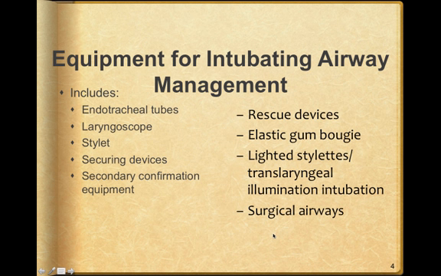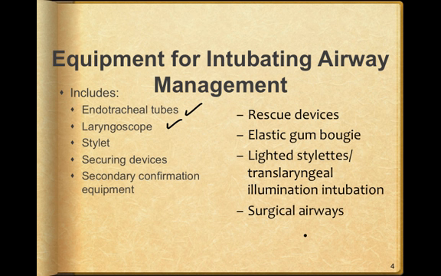Equipment for intubating airway management. Now, very simply, look at the skills section on this. Whenever we talk about things like endotracheal tubes and laryngoscopes, most of these are psychomotor skills that you'll be working out in the lab. So you'll need an endotracheal tube, very simply about the size of the patient's little finger, a laryngoscope, a stylet, securing devices of some sort, and secondary confirmation equipment. Now, the confirmation equipment, we'll look at them here in a second. They can be things like capnography, colorimetric end-tidal CO2 detectors, or an esophageal detection device. We'll take a look at some of those.